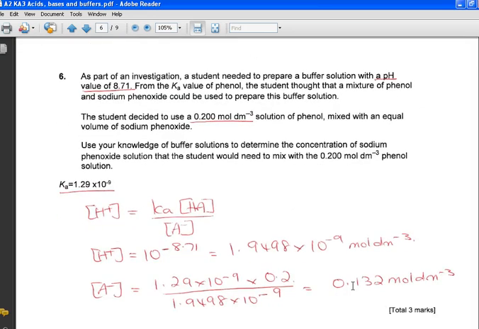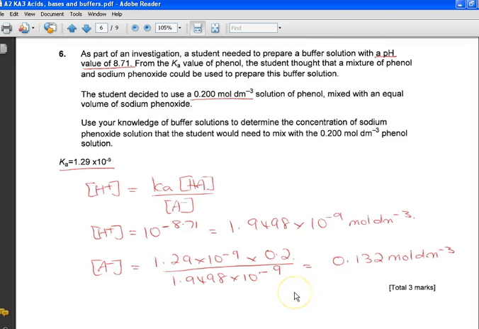Question 6. Okay. So this is a buffer calculation. So you're going to need the buffer expression, which you really need to know. It should come straight to mind as soon as you see a question about a buffer asking you to determine something. Remember, the expression has been rearranged. So we've got Ka on this side, which means we have the concentration of the acid up here and the concentration of the conjugate base on the bottom. So it's the opposite way around to the Ka expression.